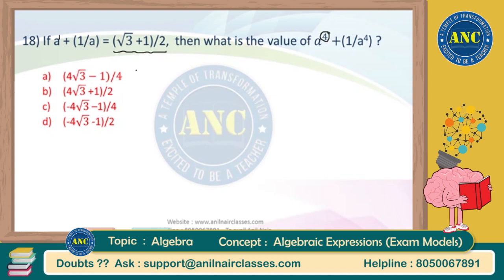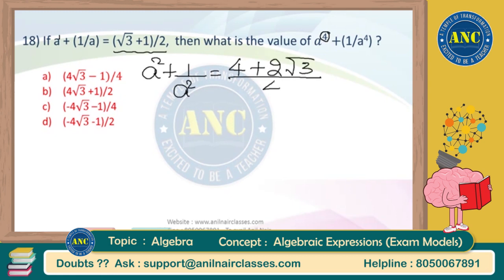Now see here, a plus 1 by a is root 3 plus 1 by 2. I want to find a square plus 1 by a square initially. So if I square it, root 3 plus 1 whole square, it is root 3 square plus 1 square. That means it is 4 plus 2 root 3 whole thing divided by 4, since 2 square is 4. Then subtracted from 2. That means in a simple way I did the same thing. Nothing extra I did. But the only thing, let me simplify it for our better problem solving.